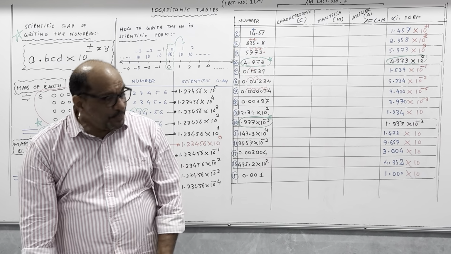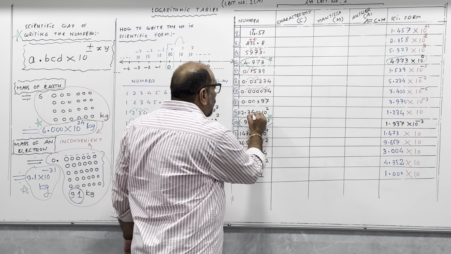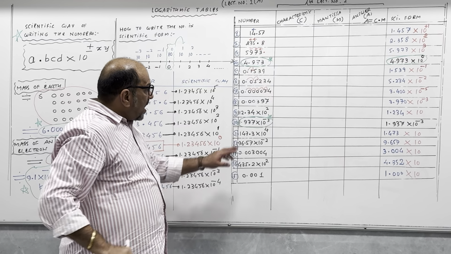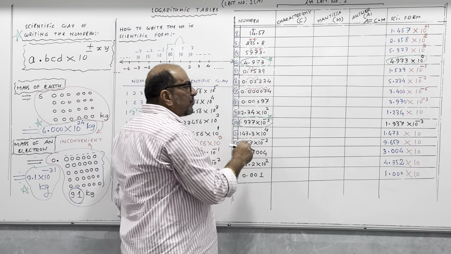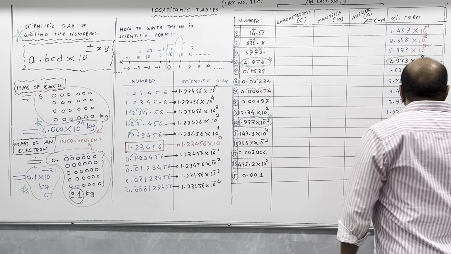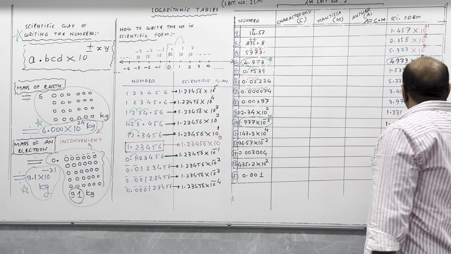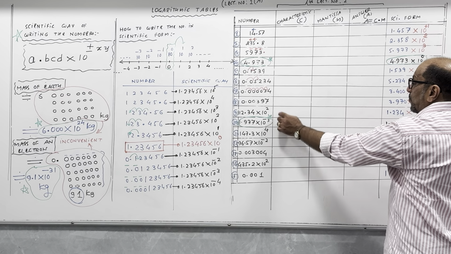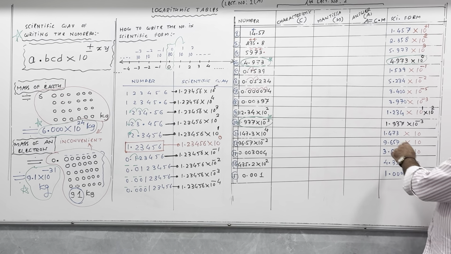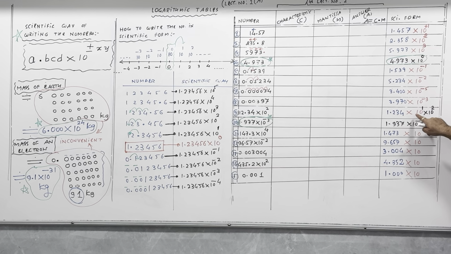Listen carefully. This is 12.34 into 10 raised to 2. The 10 raised to 2 power is already there. Can I write 12.34 as 1.234 into 10 raised to 1? And the 10 raised to 2 was already there. That means overall my answer is 1.234 into 10 raised to plus 3. This is already in scientific form. Apply the same technique.